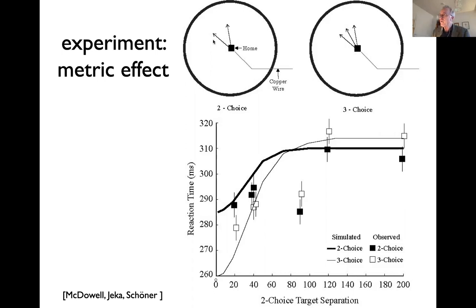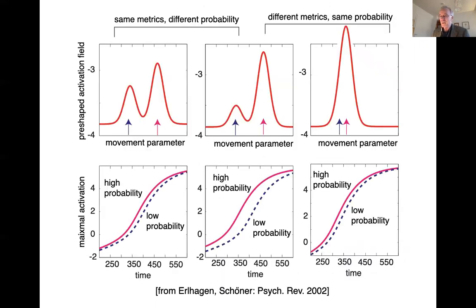So we were able to vary the metric distance between those two choices, either in a two-choice or in a three-choice task. That doesn't matter. And you see when the target separation is large, reaction times are larger, and they become shorter when the targets are closer. 90 degrees is a little odd here, but the shorter ones are clearly going down, or faster, when the metrics are closer. Here's the more sophisticated version of that.